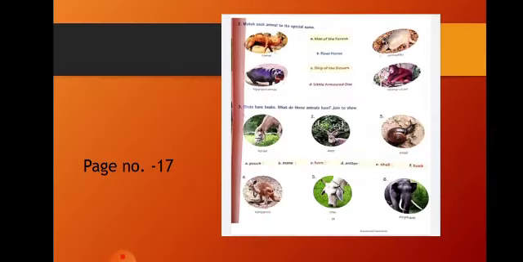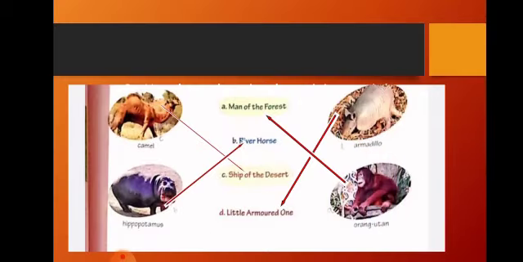Now students, did you know that some animals have special names? Here, open page number 17 for that. Here we have to match each animal to its special name. And the first one, we can see the picture of a camel and it is ship of desert. The second picture is of hippopotamus and it is river horse. The third picture is of armadillo and it is little armor one. And the fourth picture is of orangutan and it is named as man of forest.